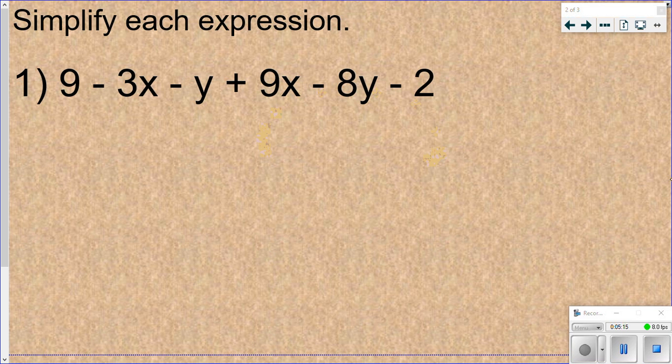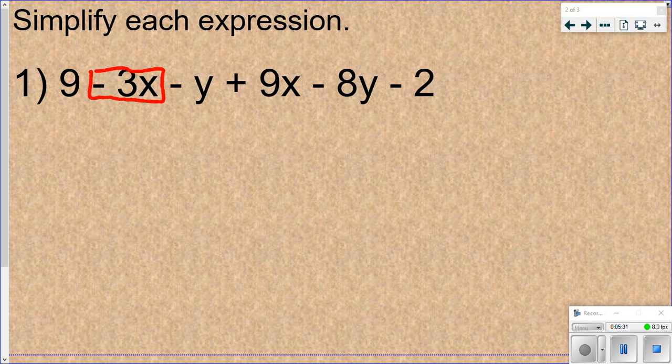Now, here's where you have to be careful. The symbol, the operation in front of the coefficient belongs to it. So this minus sign belongs to this 3x.